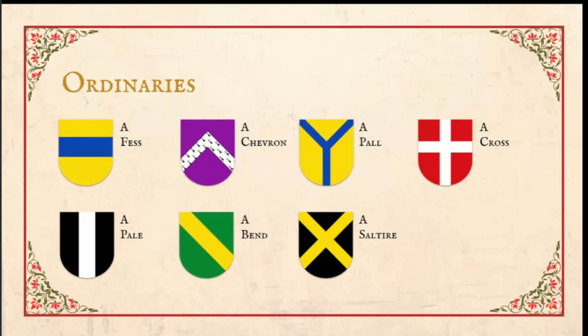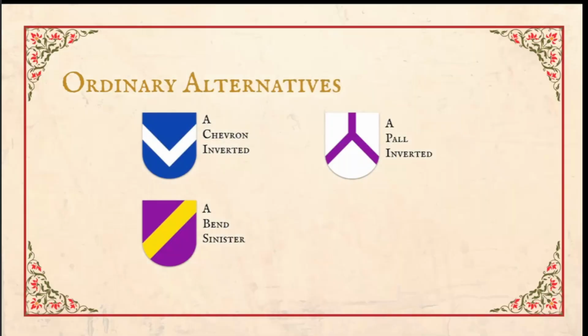Because these are an object that is sitting on the field, these are considered a something. So, for example, we've got vert, a bend, or. So the bend is an object and it is sitting on a vert field. So it's vert, a bend, or. Then pall, cross, saltire, all kinds of different options there as well. And you can flip these around as well. If you want to have a chevron inverted, a bend sinister, pall inverted, you can totally do that also.